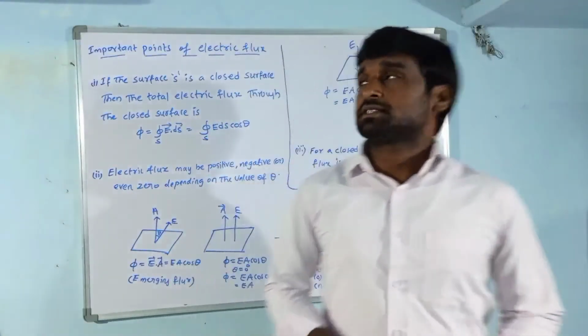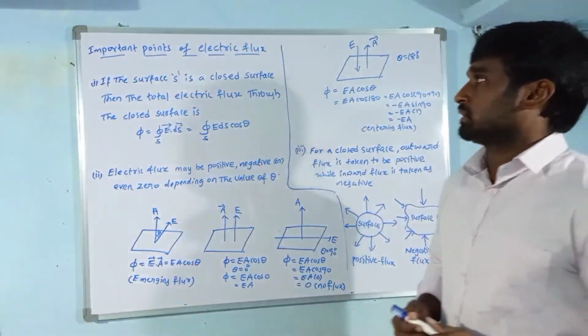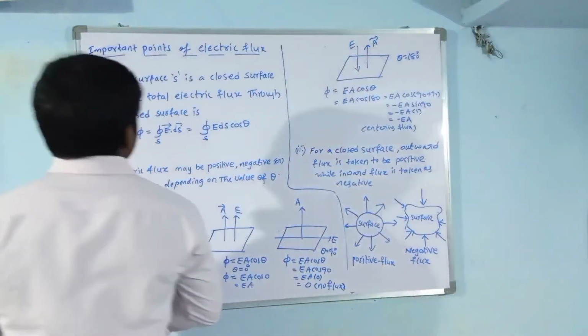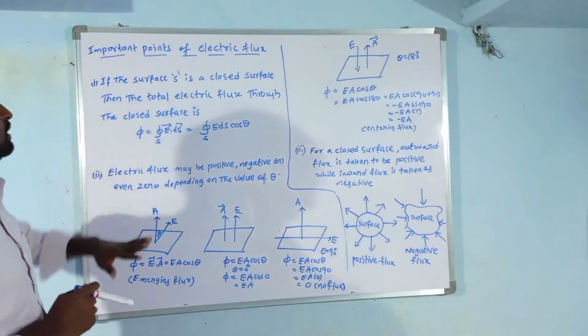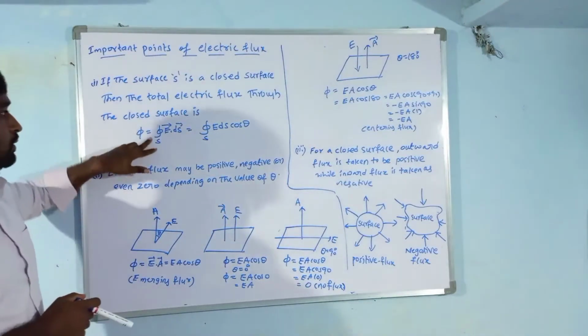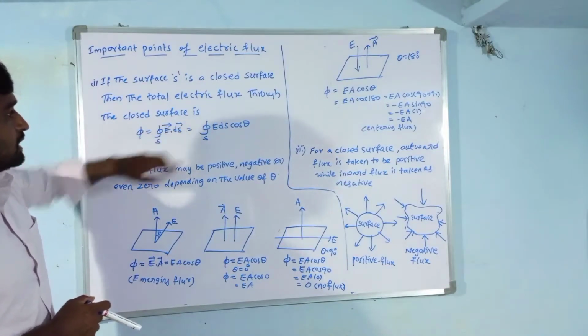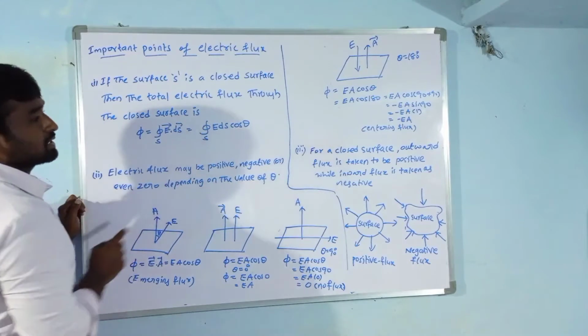Hi students, in this session we will look at some of the important points for electric flux. First point: if the surface S is a closed surface, then the total electric flux through the closed surface is phi equal to the surface integral of E dot dS, equal to the surface integral of E dS cos theta.